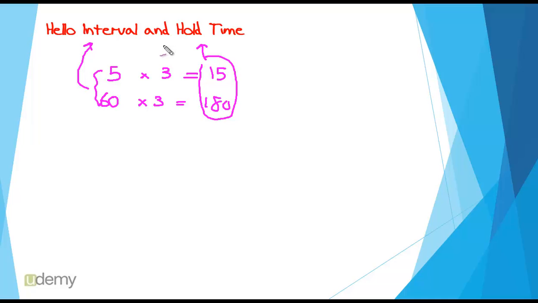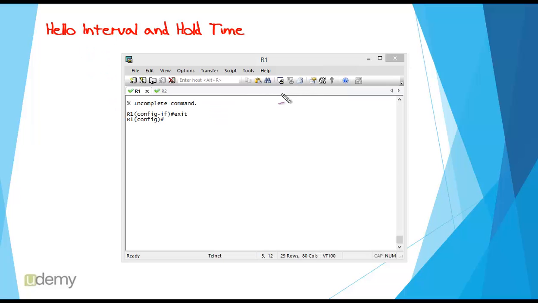Remember that I told you this before too. If you change the hello interval, this equation is not preserved. I mean that if, for example, you change the hello interval from 5 to 10, the hold time does not change to 30 automatically. And if you want to preserve this equation, you have to change the hold time manually. Now let's configure these parameters.